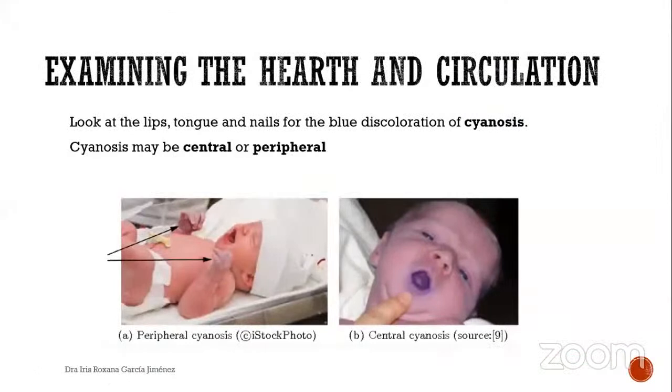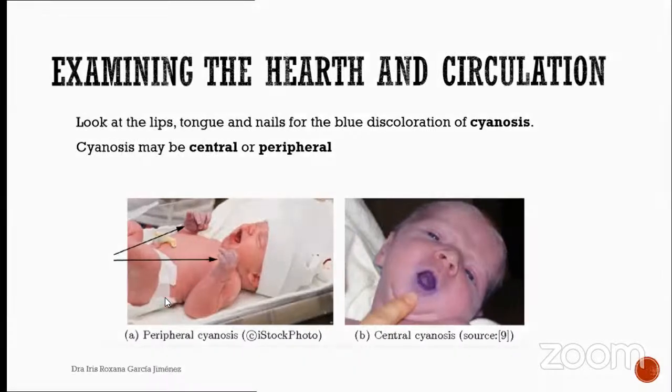About the examination of the heart and circulation, we start with the inspection. Look at the lips, tongue, and nails for the blue discoloration of cyanosis. We were talking about it. Cyanosis may be central or peripheral. We all know about it. Here we have some examples, central and peripheral.